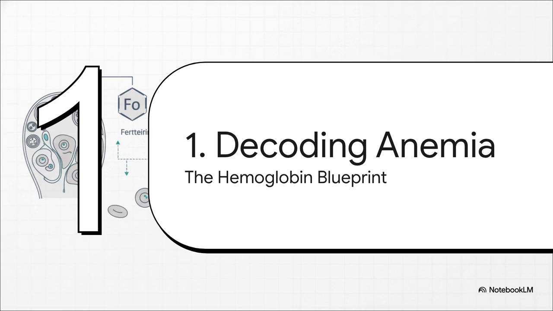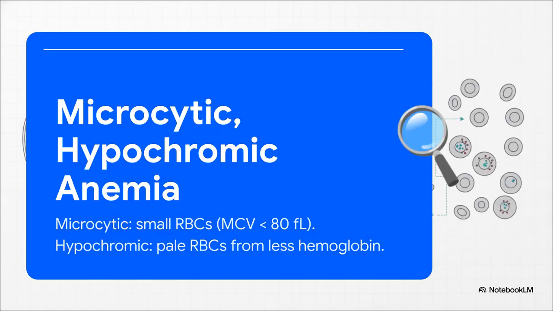Before we can figure out what's going wrong, we have to understand how it's supposed to go right. We need to look at the normal hemoglobin blueprint because honestly, this is the foundation for everything we're about to discuss. Okay, so what exactly are we talking about here? Well, the name kind of gives it away. Microcytic just means the red blood cells are too small. Hypochromic means they're paler than usual because they're not filled with enough hemoglobin. But the real question is why? Why would the body start making these tiny, underfilled red blood cells?